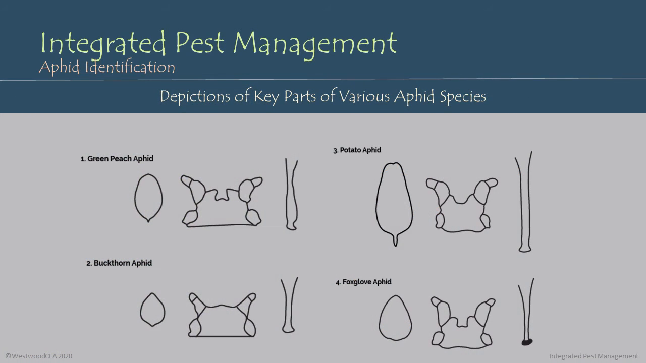As a point of reference, in these pictures we see the different body shapes, configurations of the frontal tubercles, and the cornicle shapes and coloration for different common greenhouse aphids. As we can see here, there are very different body shapes and caudal shapes to the green peach tree aphid, the potato aphid, the buckthorn aphid, and the foxglove aphid. The foxglove aphid almost entirely doesn't have a cauda, while the potato aphid has a very, very long cauda.